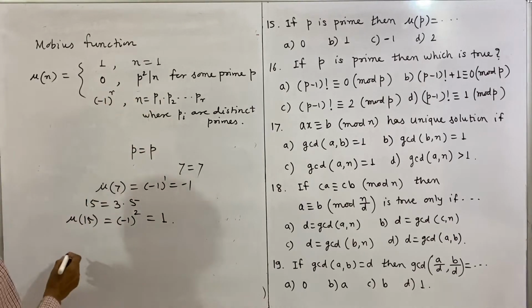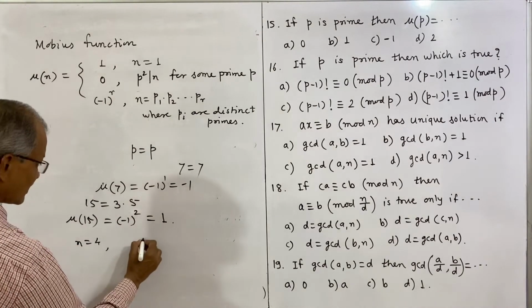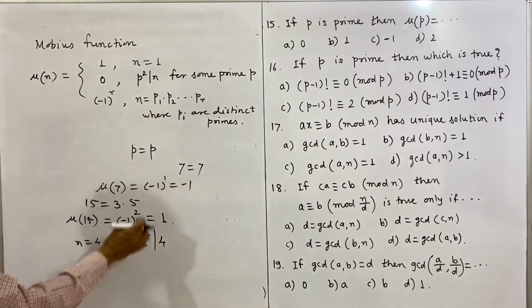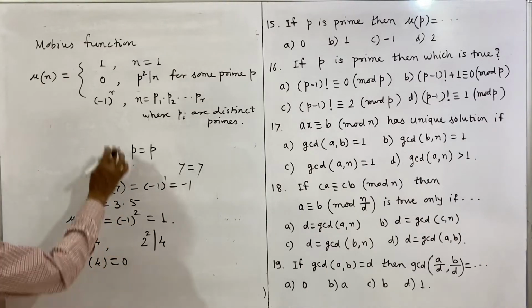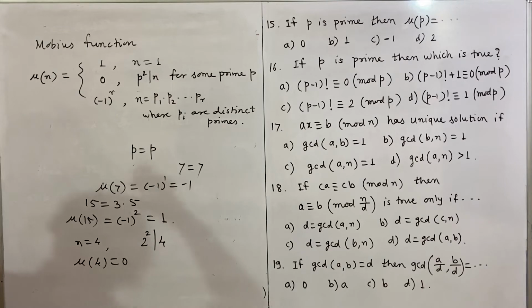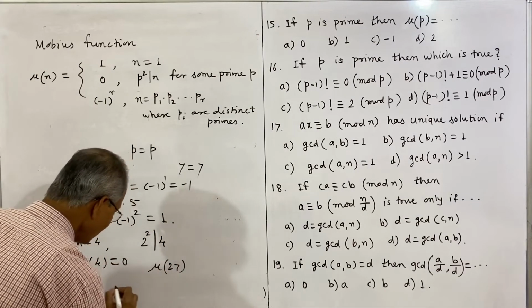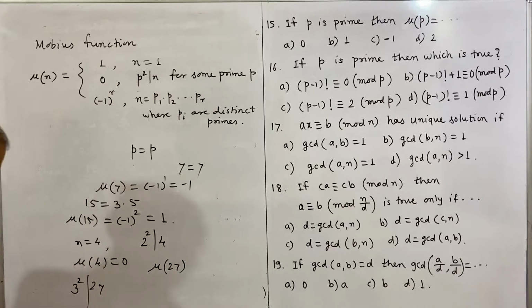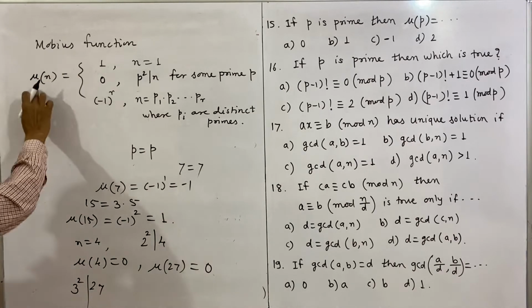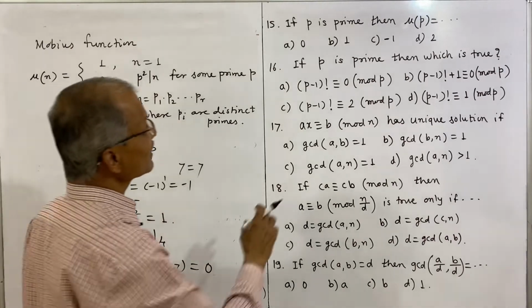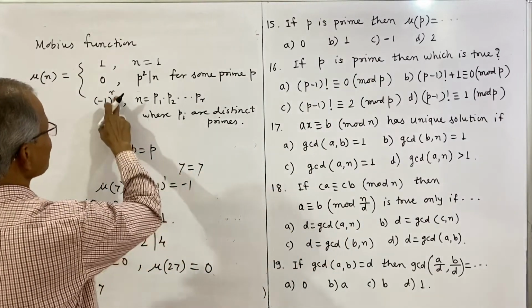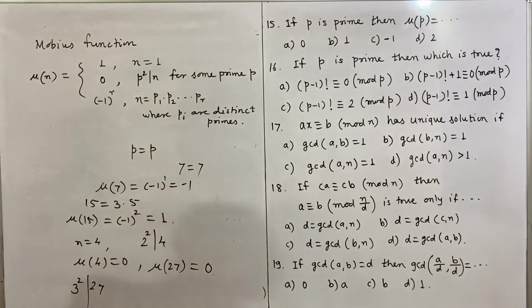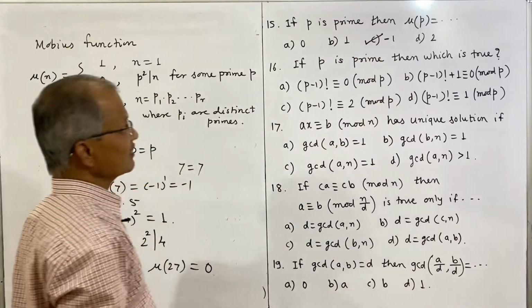Or if you consider mu of 4, n is equal to 4, then this 4 is divisible by 2 square. 2 square divides 4. So 2 is prime, and therefore mu of 4 will be equal to 0 by this. Or if you consider 9, then 3 square divides 9, or 27, mu of 27 if you consider, 27 is divisible by 3 square. 3 is prime, and therefore mu of 27 will be 0 by the second condition. In this way we can find the function mu for a number n, and for a prime it is certainly -1, because a prime has only one factor, and therefore r is 1, so (-1)^1 is -1. This is the correct alternative.